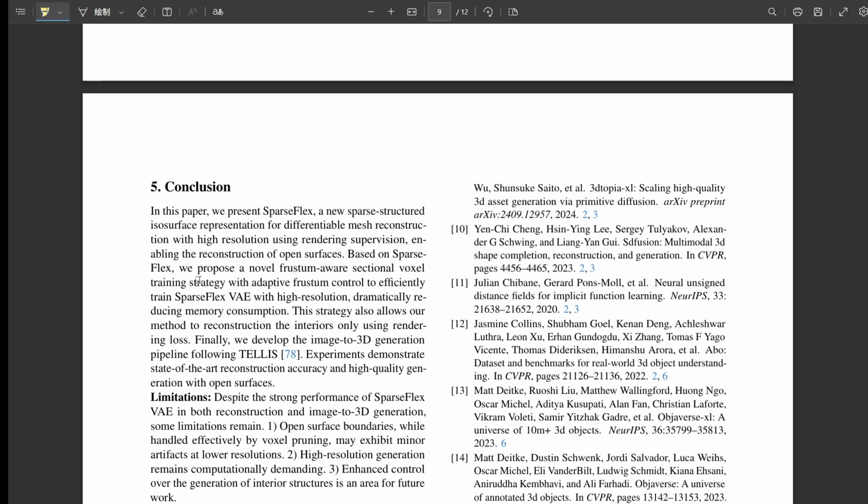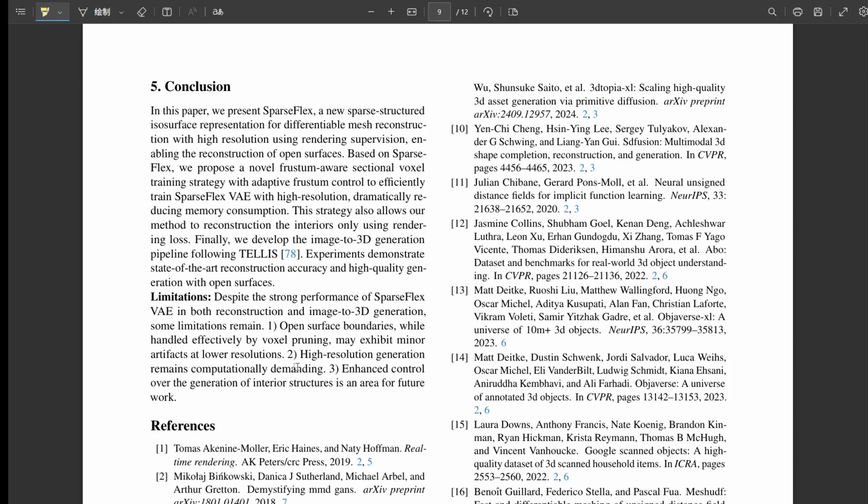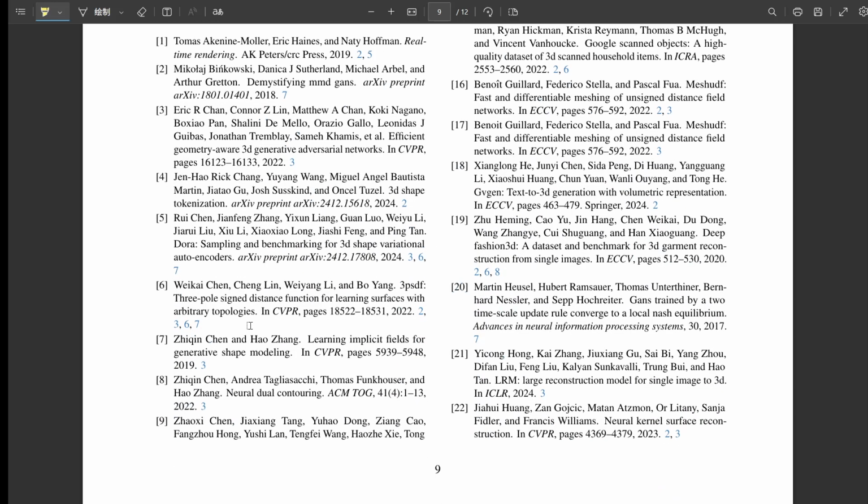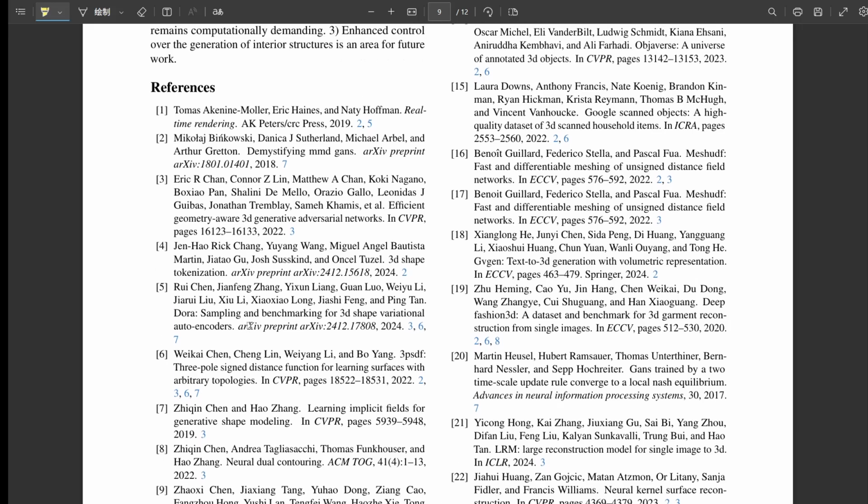So the whole thing: point cloud in, sparse voxels, encoder, latent code, decoder, upsampling with pruning. Out comes the high-res SparseFlex representation. It's all trained end-to-end with those rendering losses and the frustum-aware strategy. Yes, it's a very tightly integrated system. That end-to-end training is key.